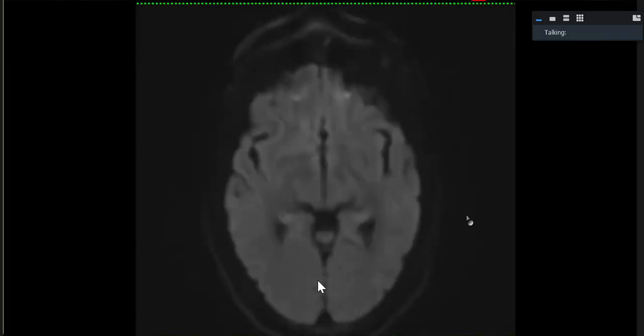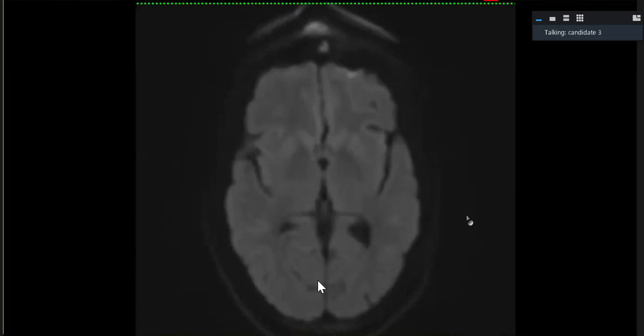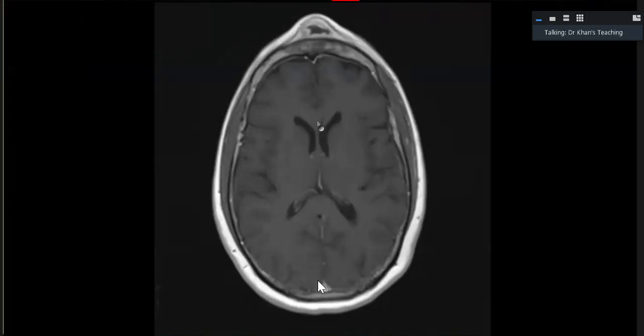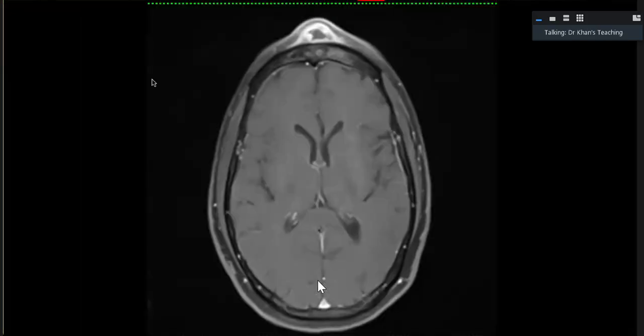And I will also correlate it with post-contrast imaging, if available. Let me, just 1 second. I think I've got a fat saturated.